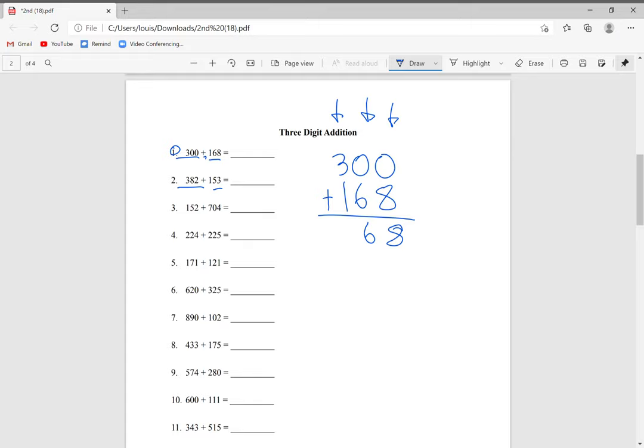Finally, for the hundreds place, 3 plus 1. Well, 3 plus 1 is easy enough. That would be just 4. So, what would you get? 300 plus 168, you would get 468.